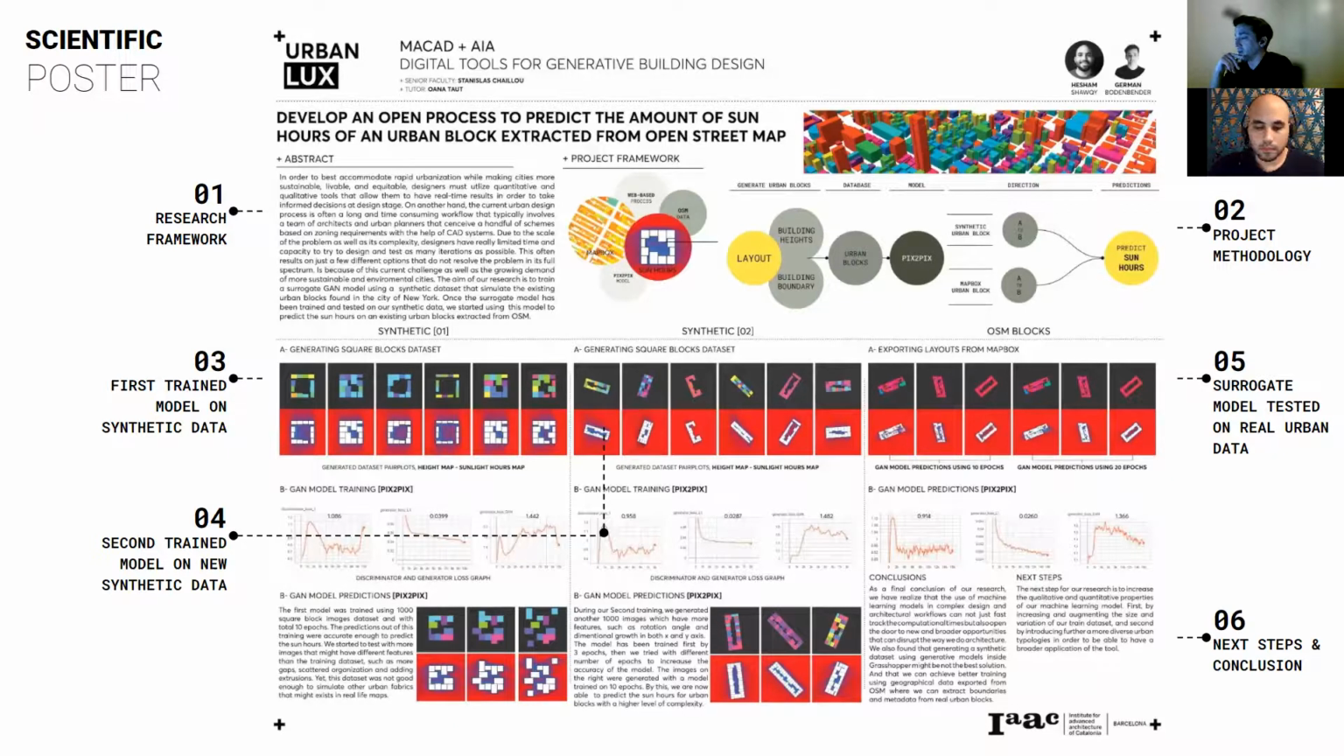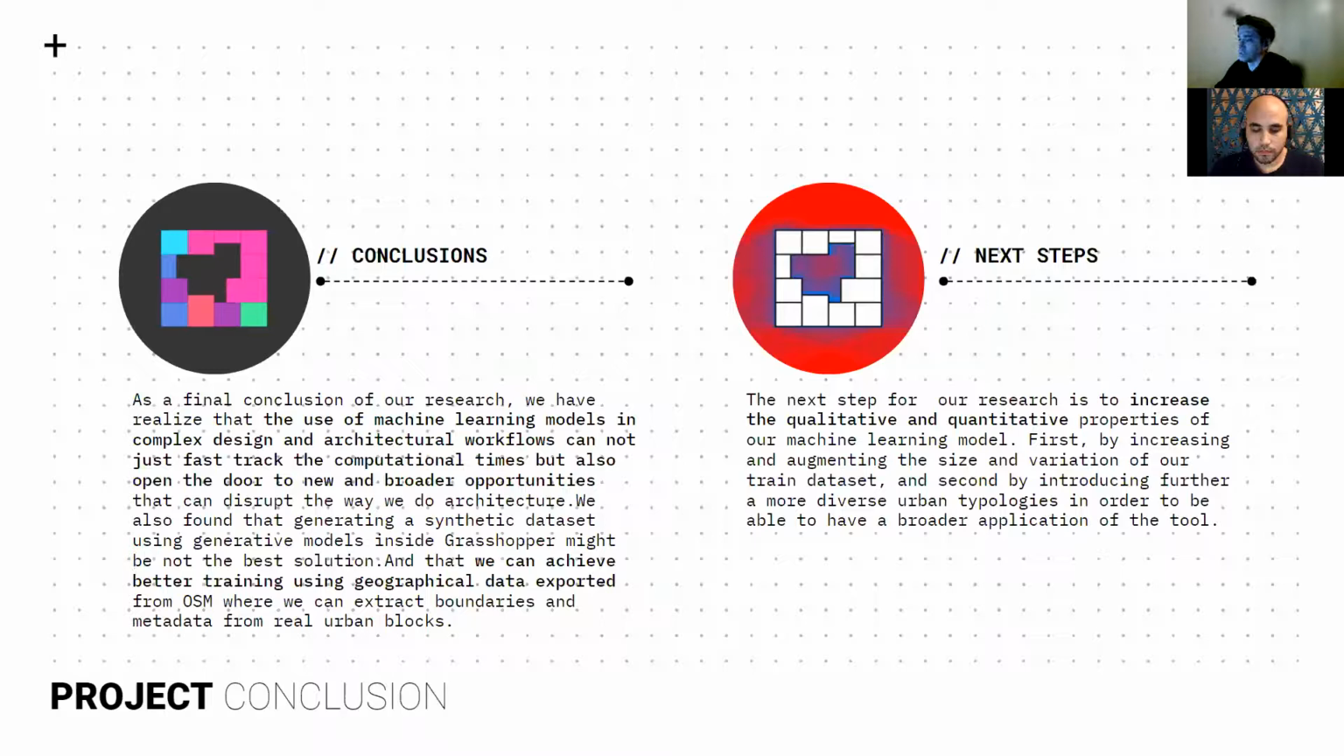And then 05 is when we started using this as a surrogate model. We realized we got really good results, but because of the extreme density of the urban fabric, we also realized that we have to start increasing the density of the pixels in order to have better resolution. And then all the way to the last part of the scientific poster, 06, which talks about next steps and conclusions.